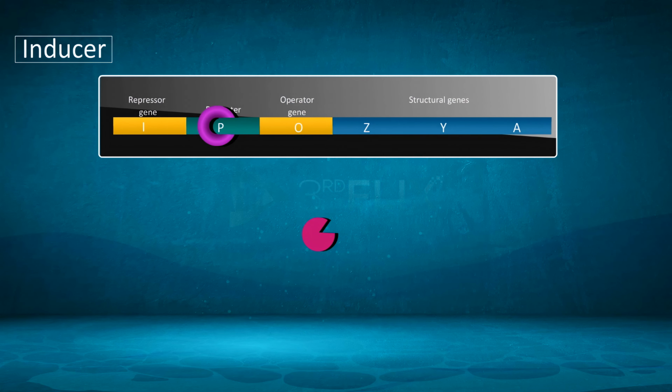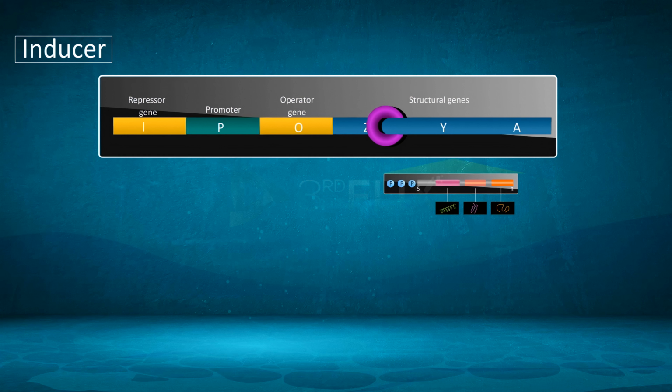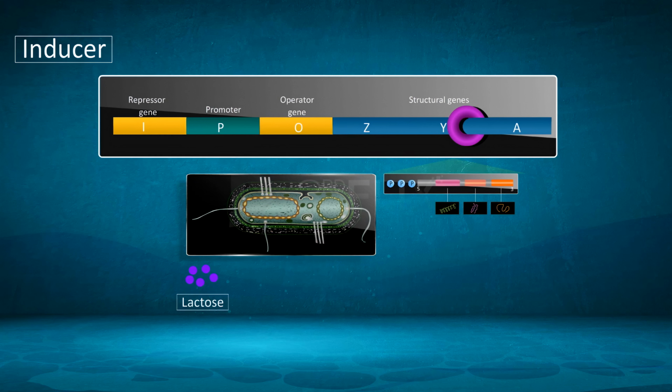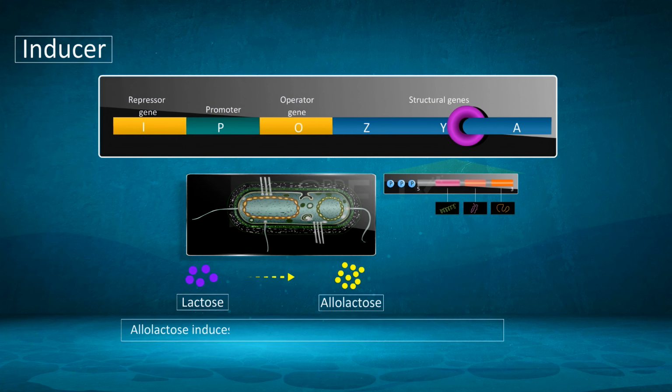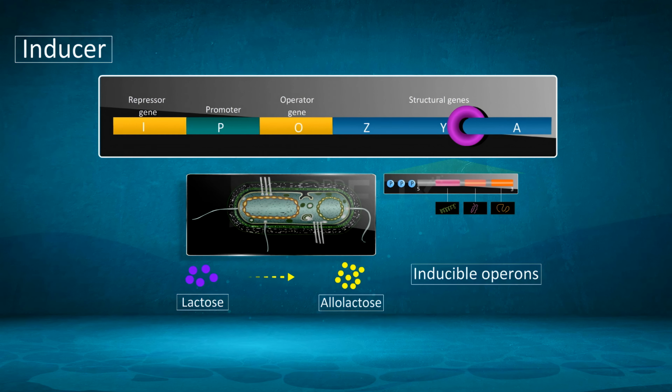Inducer. The inducer binds to the repressor and changes its conformation such that it cannot bind to the operator. Therefore, the RNA polymerase initiates the expression of the structural genes to produce the respective enzymes. A few molecules of lactose in the cytoplasm of E. coli are converted into allolactose, an isomer of lactose. These molecules induce the expression of the operon by binding to the repressor. These are called inducers. Such operons are called inducible operons.